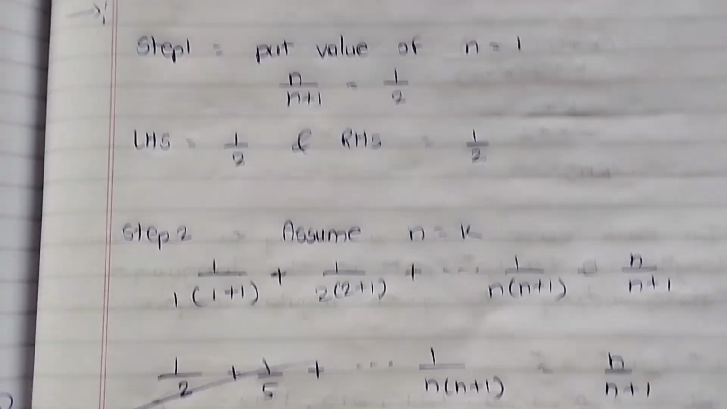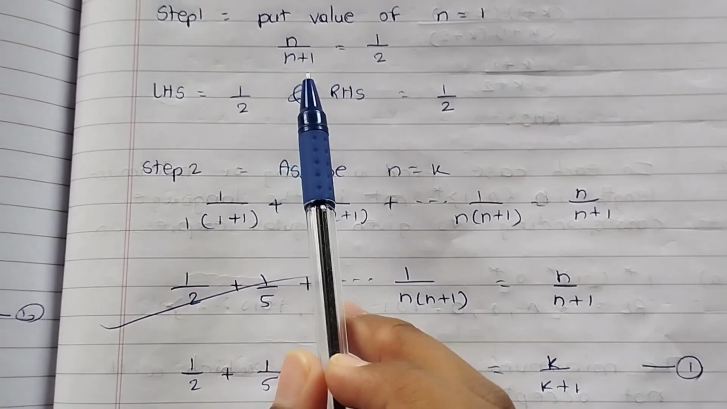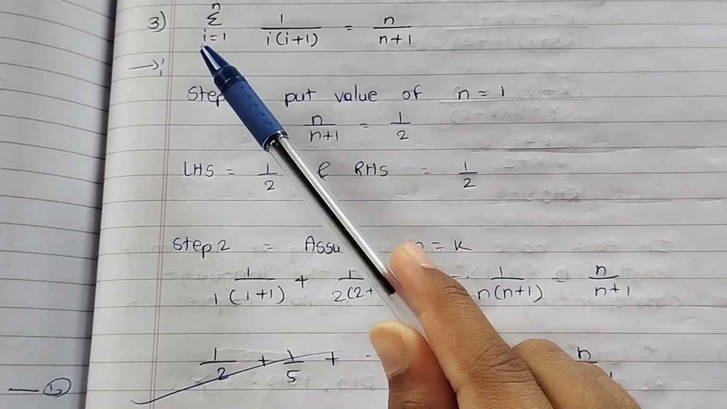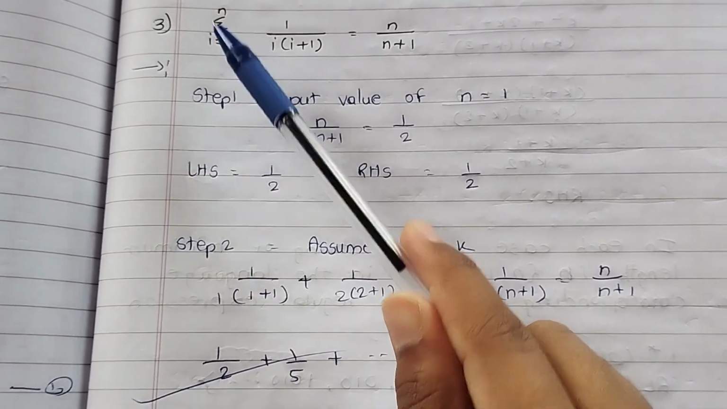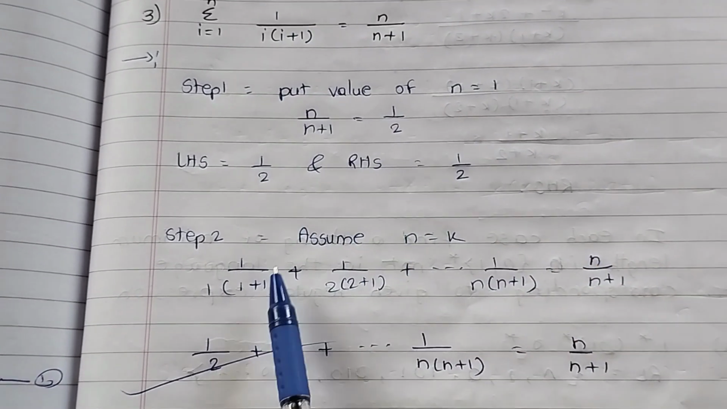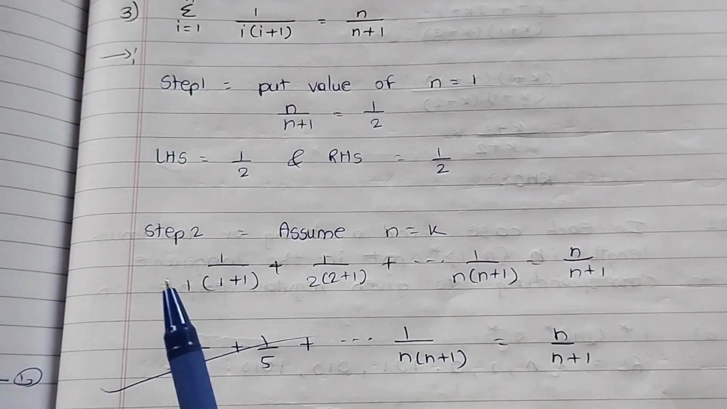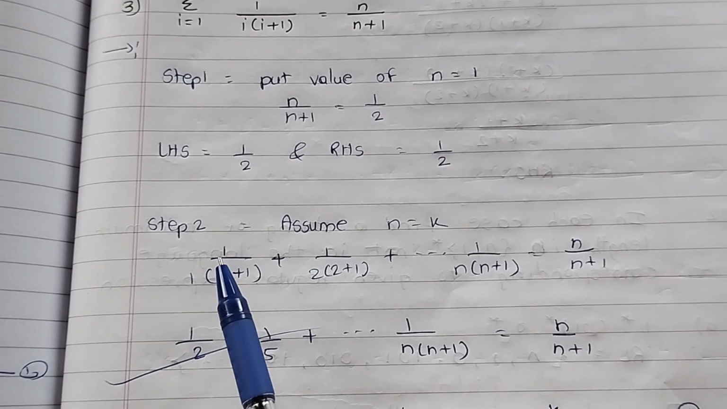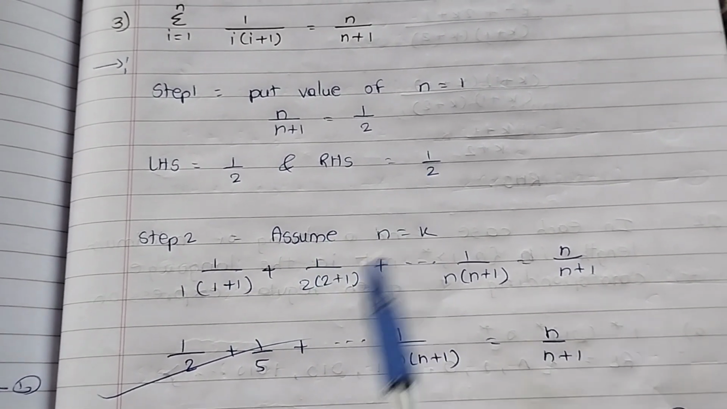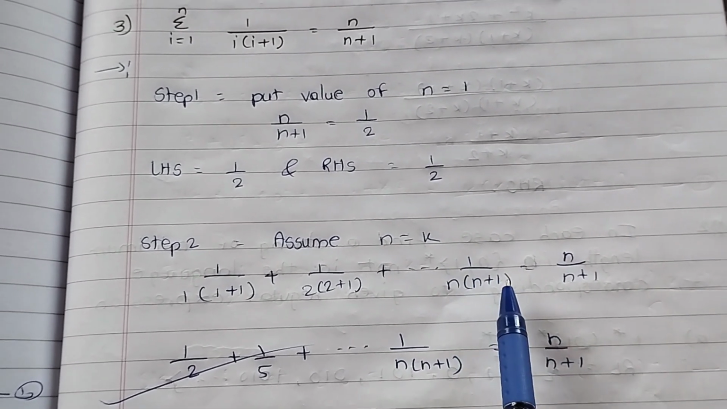Now we move to the second step, step number 2. Here i starts from 1 and goes up to n, and this equation is formed. We write it step by step: first we put i equal to 1, then we write 1 upon 1 into 1 plus 1, then i equal to 2, and so on up to n, so this n into n plus 1.